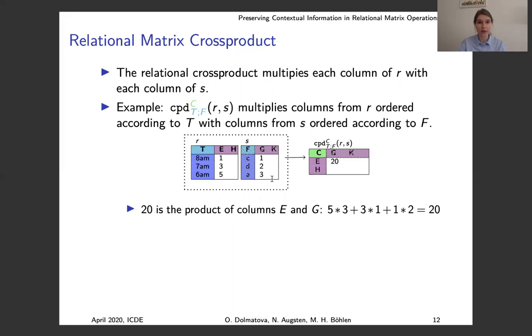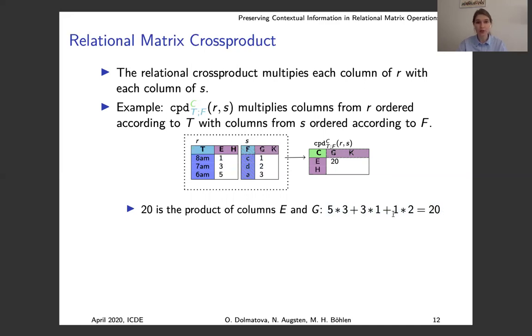The next example of relational matrix operations is the crossproduct, and crossproduct is the result of multiplication between columns in input relations. So consider the crossproduct between values in EH ordered by T and values in JK ordered by F. This is the notation. For example, value 20, this is computed as ordered values of E multiplied by ordered values of G, and this is how it's computed. This is the formula.